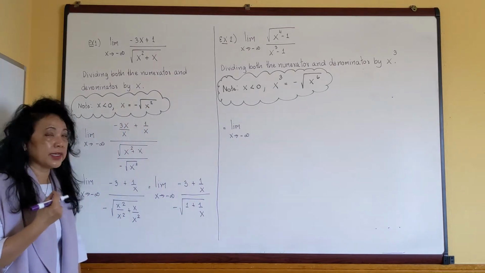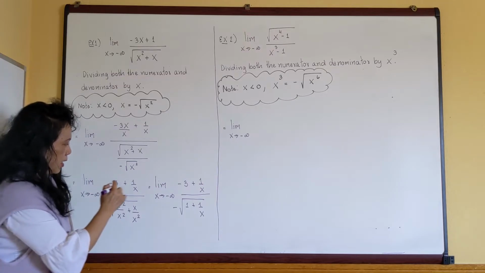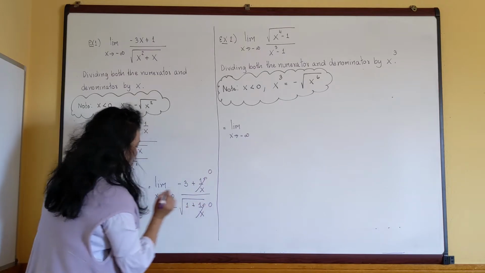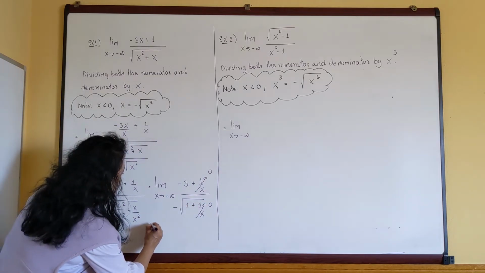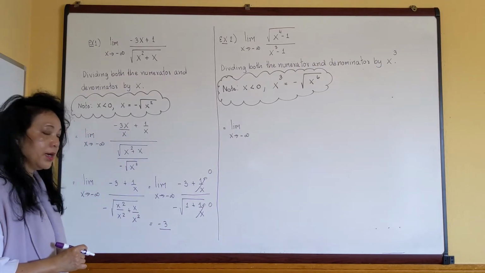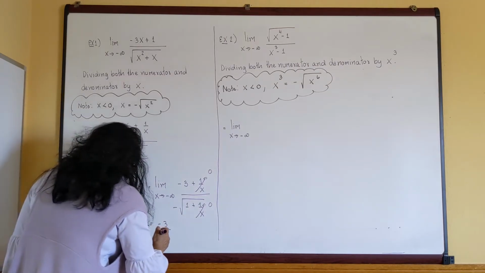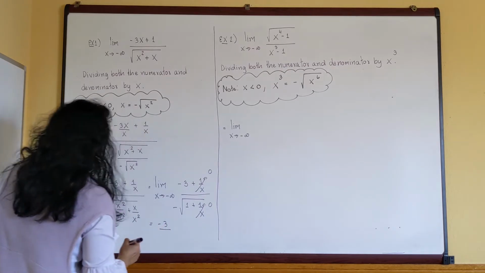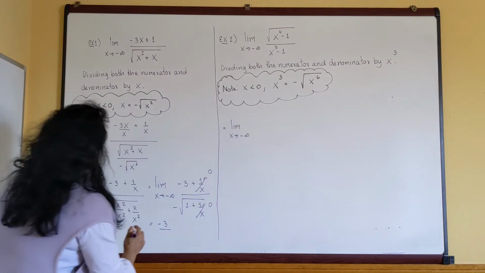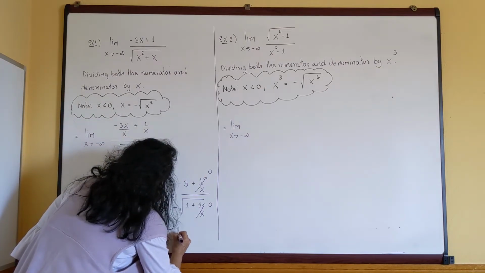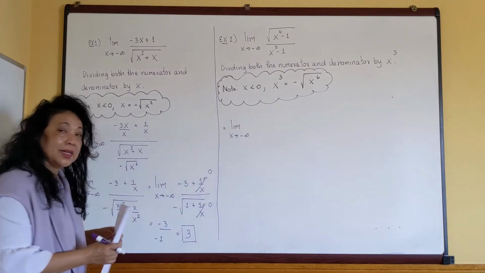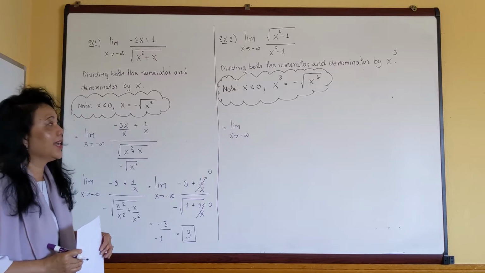Again, from the definition that I gave to you earlier, this term will become 0, this term will become 0. Then I will have negative 3 on the numerator, and square root of 1 is just 1. I will have negative 1 on the denominator, which is 3. Let's go to the next one.